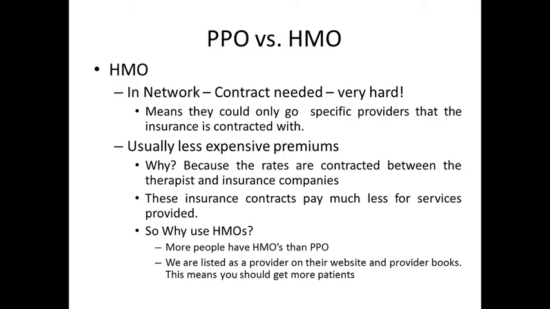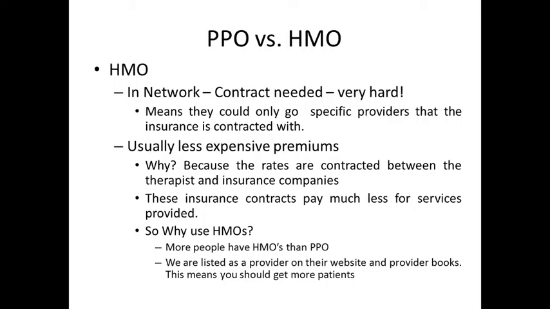So HMO has to be in network, so that means a contract is needed. It means they could only go to specific providers that the insurance is contracted with. But usually HMOs have less expensive premiums, so most people have HMOs because the rates are contracted between the therapist and insurance companies. These insurance contracts pay much less for services provided.